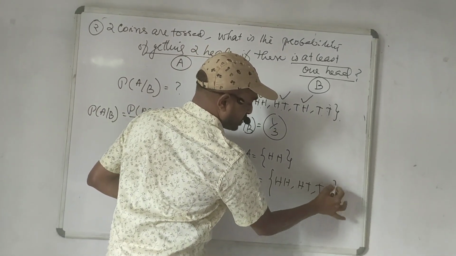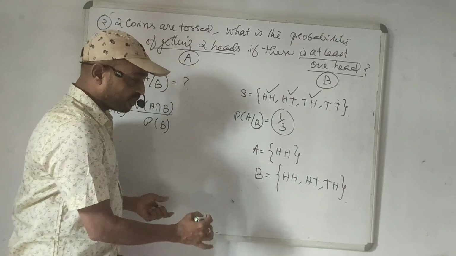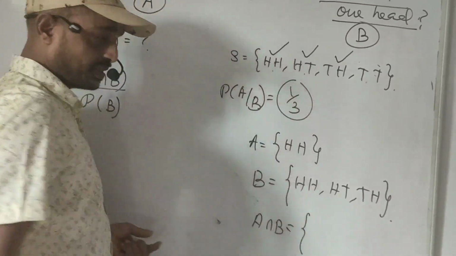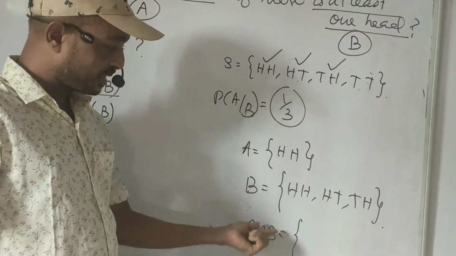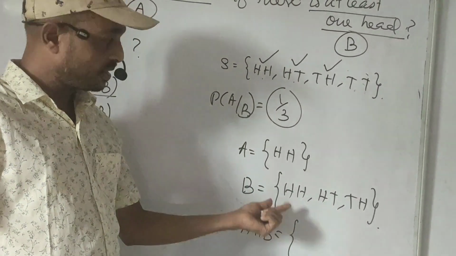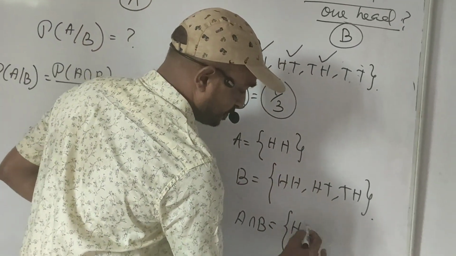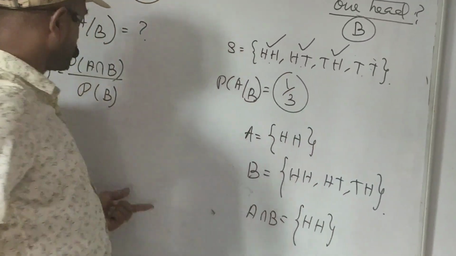HT, TH. This is the set B. And what is A intersection B? A intersection B is the set of all those elements which are common to both the sets A and B. That is the set HH. Now we can make use of this formula.